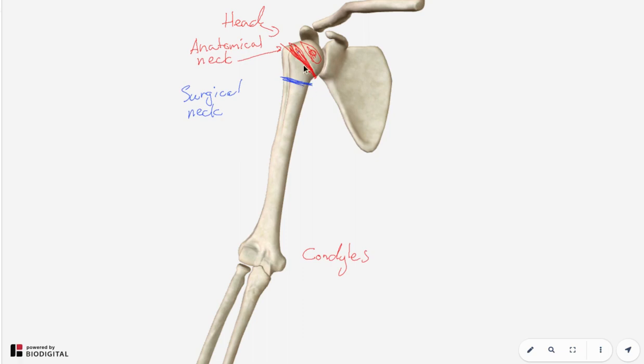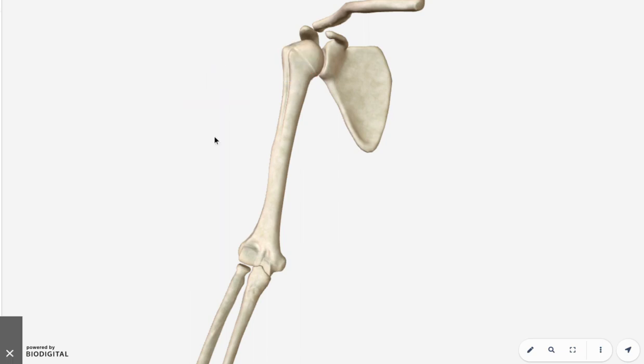If you remember in the femur, the femoral neck was relatively thin, and that's actually where a lot of hip fractures occur in the femur. But in the upper arm, this neck is pretty thick. The anatomical neck is pretty thick, and the surgical neck down here is where breaks more frequently occur.